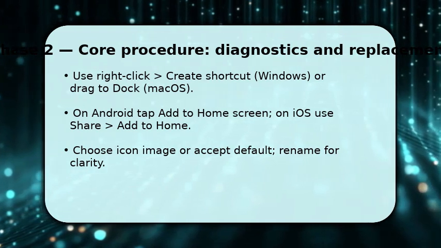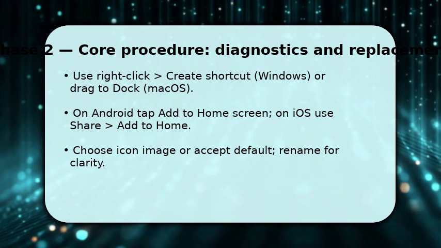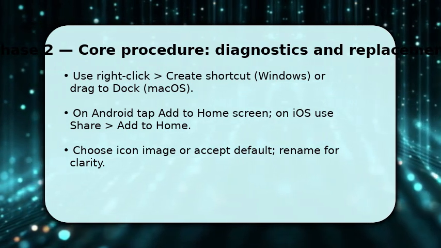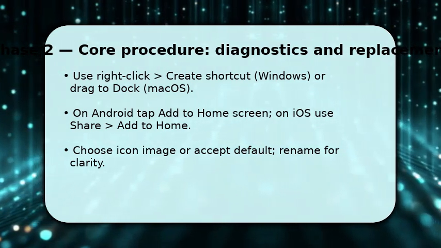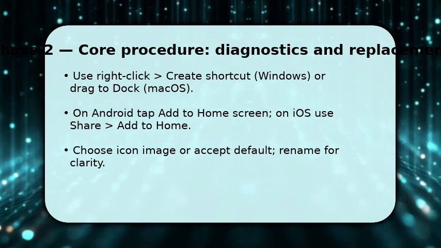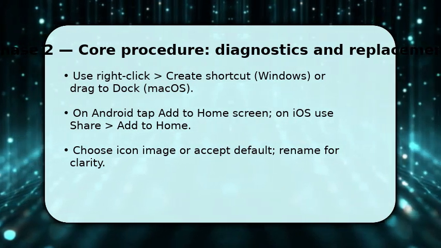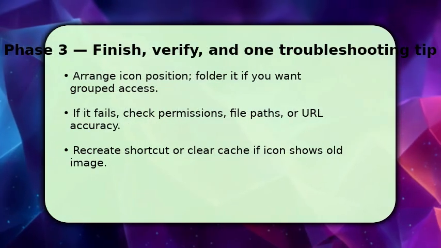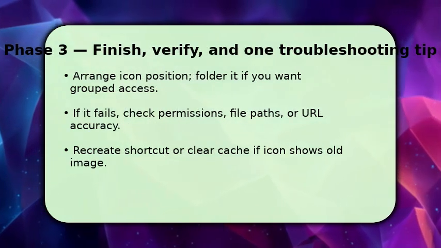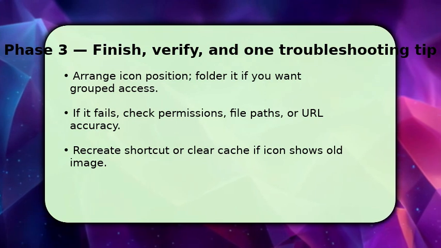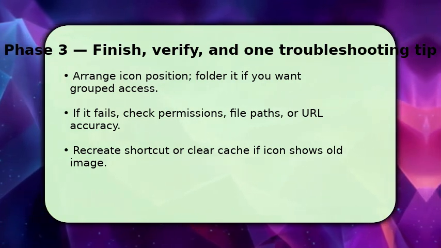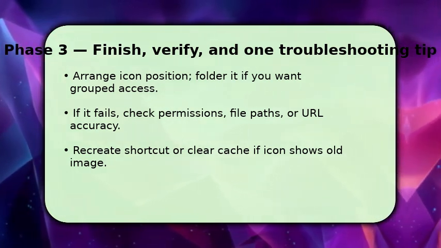When prompted, pick an icon or accept the default and give the shortcut a clear name. Once done, test the shortcut immediately to confirm it launches the correct target. To finish, place the new icon where it's most accessible, drag into folders, dock, or a home screen page, organize by frequency of use. Make sure to verify it opens the intended app, file, or URL.